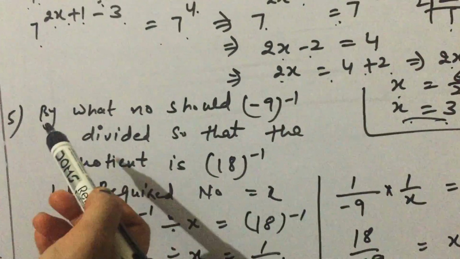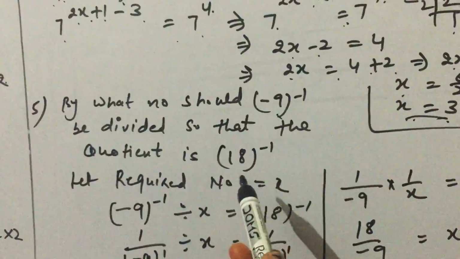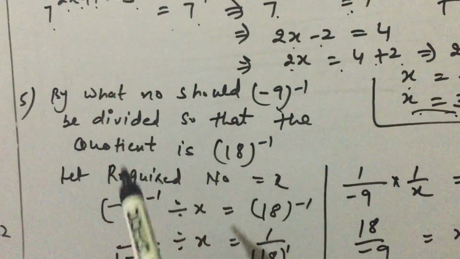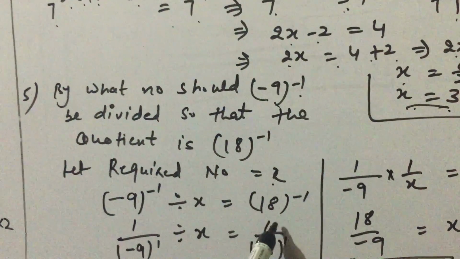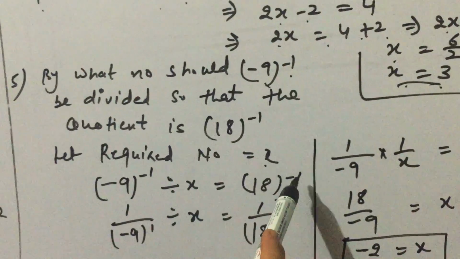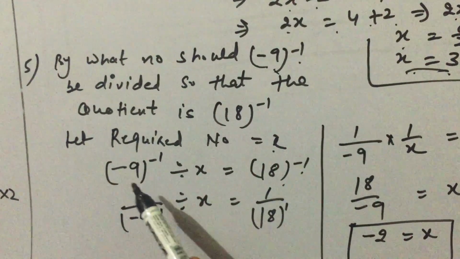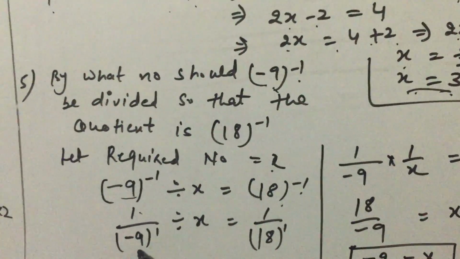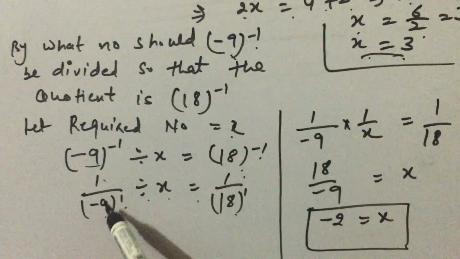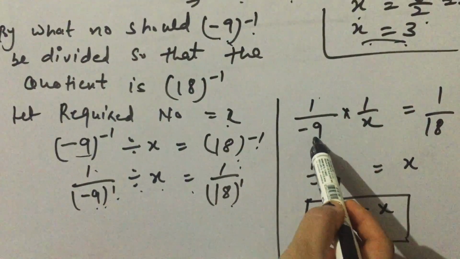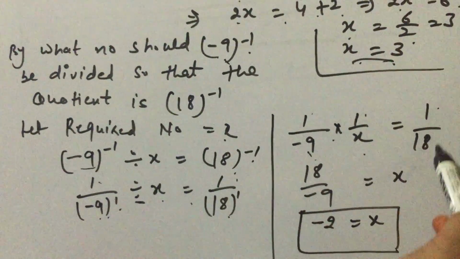Next question. By what number should minus 9 raised to power minus 1 be divided so that the quotient is 18 raised to power minus 1? So let the required number be x. If we divide minus 9 raised to power minus 1 by x, we get 18 raised to power minus 1. First step, we have to make the power positive. If we make the power positive, then the number will be reciprocal. 1 by minus 9 raised to power 1 divided by x equal to 1 by 18 raised to power 1. 1 by minus 9, change the divide sign into multiply, we get 1 by x equal to 1 by 18.